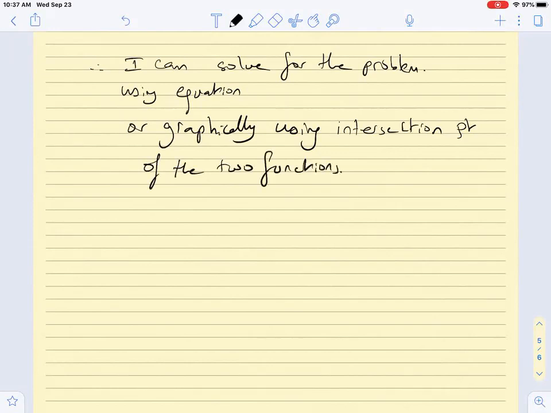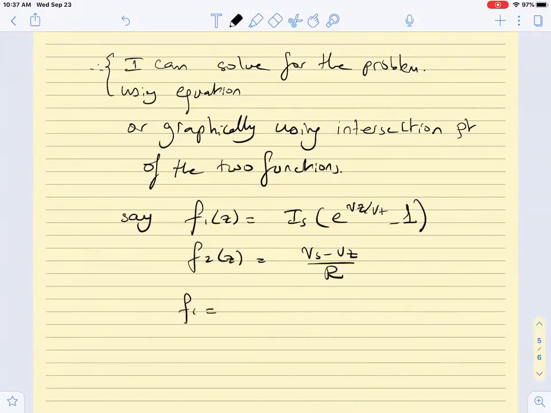Great. ليش أنا ما بستعمل the closed form equation؟ لأنه let us say that F1 of VZ is equal مثلا لنقول IS into e to the VZ over VT minus 1, okay? And F2, we just showed that it is equal to VS minus VZ over R. حيصير الإكويشن F1 equal to F2 حتعطيني exponent equation فيها non-linear component، يعني أنا ما بعرف حلله linearly. So this is IS into e to the VZ over VT minus 1 is equal to VS minus VZ over R. I cannot find a closed form.